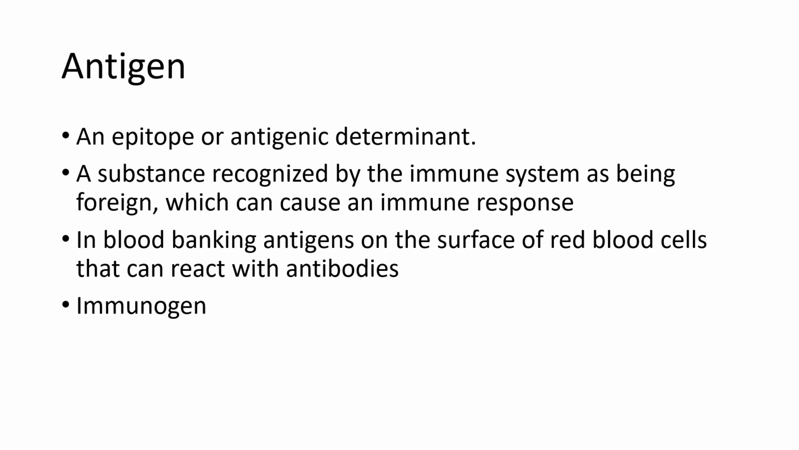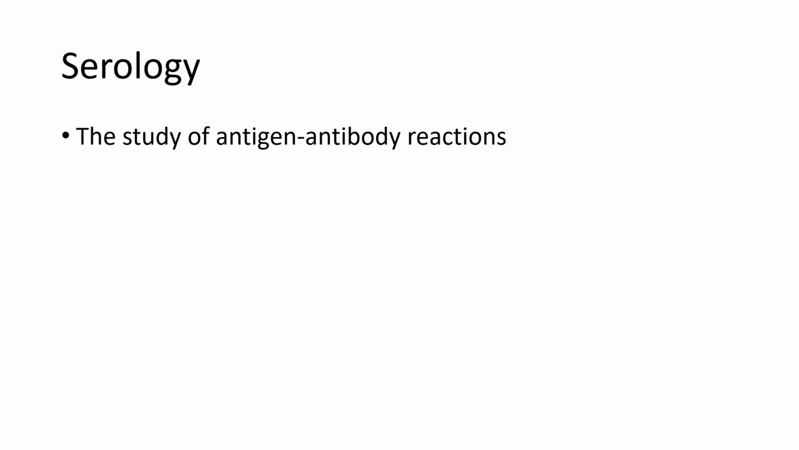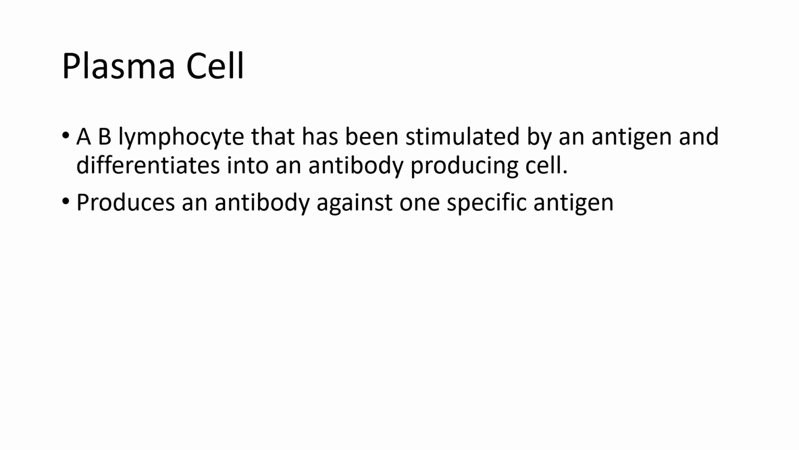Antigen, an epitope or antigenic determinant: a substance recognized by the immune system as being foreign, which can cause an immune response. In blood banking, antigens are on the surface of red blood cells and can react with antibodies. An immunogen. Serology: the study of antigen-antibody reactions. Plasma cell: a B lymphocyte that has been stimulated by an antigen and differentiates into an antibody-producing cell, which produces an antibody against one specific antigen.